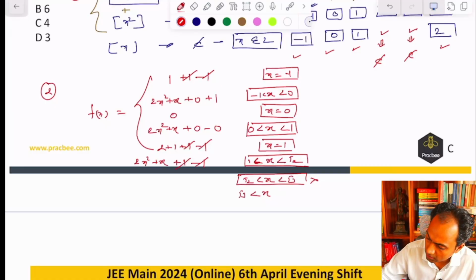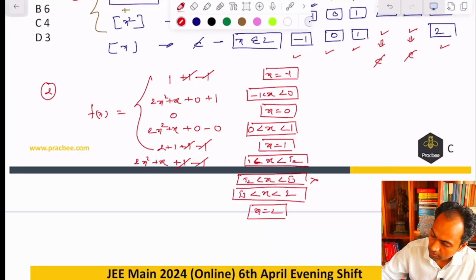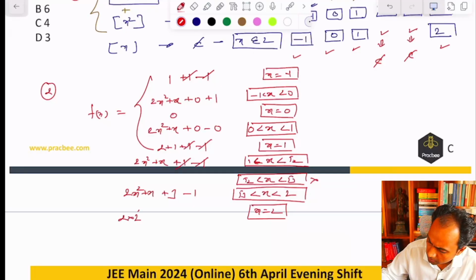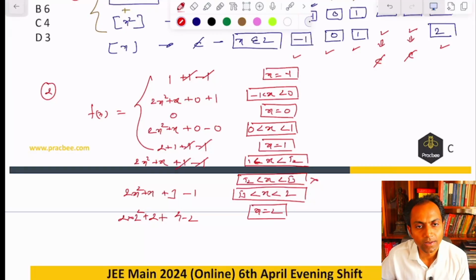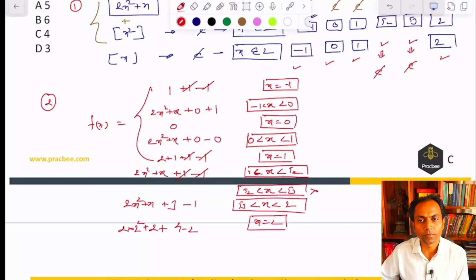So directly I will jump onto a point when I am checking between root 3 and 2. And ultimately at x equal to 2. So in this value, this becomes 2x square plus x. This becomes 3. This becomes 1. And x equal to 2. This is 2 into 2 square plus 2. This becomes 4 minus 2. Now if I check the value at all the integral points, I will get my answer.